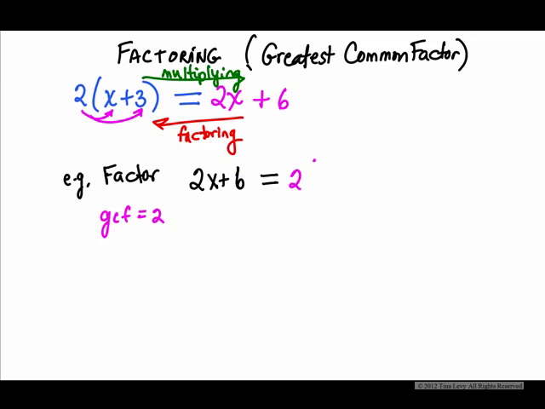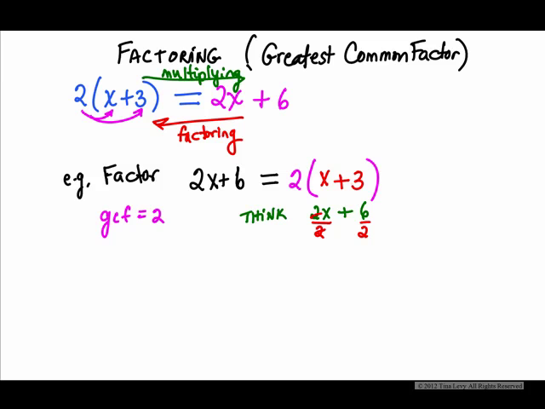So I'm going to pull a 2 out. Now that I pulled a 2 out, this is how I'm going to think about it. I have a 2x and the 6, and what goes in the parentheses is I divide by this greatest common factor of 2. 2x divided by 2 gives me an x, plus 6 divided by 2 gives me a 3. And that is the factored version of 2x plus 6.